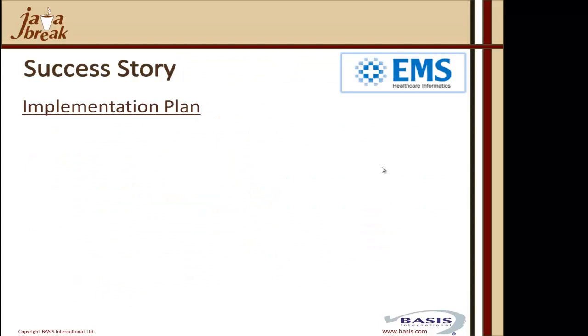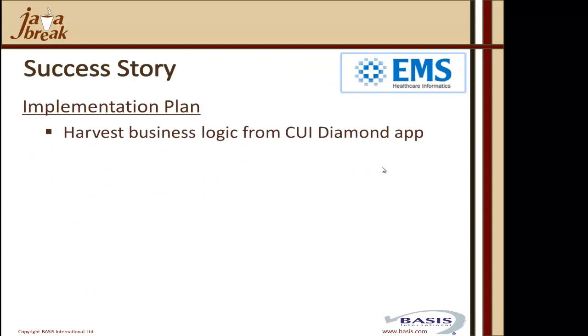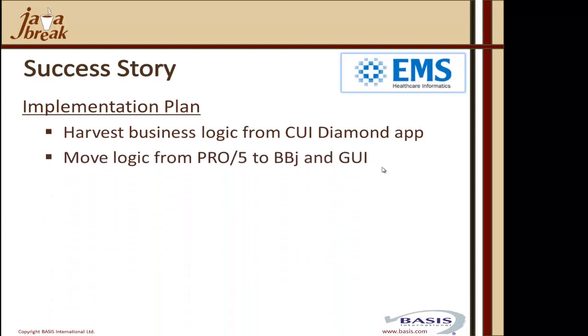So let's look at the implementation plan. Firstly, there was a need to harvest that business logic from the character user interface Diamond app and move that logic from Pro 5 to BBJ and create a GUI interface. Of course, moving the logic is trivial. There's no change required to that code except to check for reserved word usage. And then a little bit of a complication for EMS and for the state health plan.